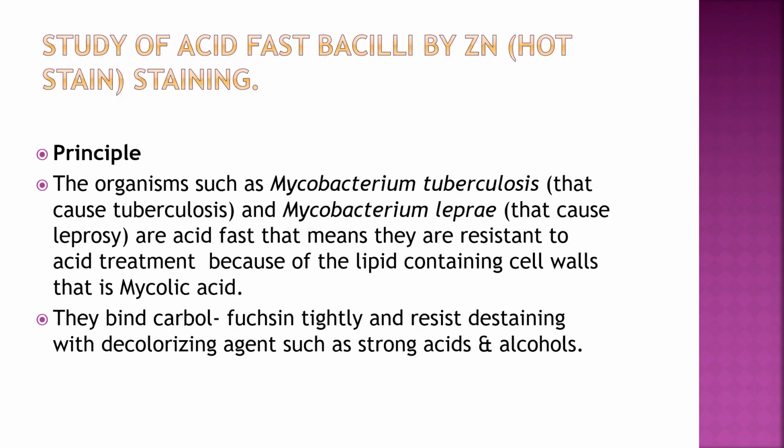The principle of ZN staining is that organisms like Mycobacterium tuberculosis, which causes tuberculosis, and Mycobacterium leprae, which causes leprosy, are acid fast. That means they are resistant to acid treatment. That is why it is also called ZN stain or acid fast stain. This resistance to acid treatment is because of the lipid in the cell wall of these mycobacteria, that is mycolic acid, and because of that they are not decolorized by strong acids and alcohols after they bind with the carbolfuchsin, that is the primary stain.